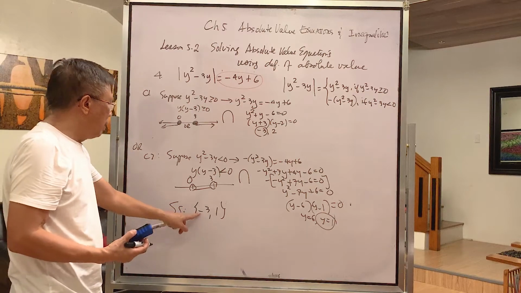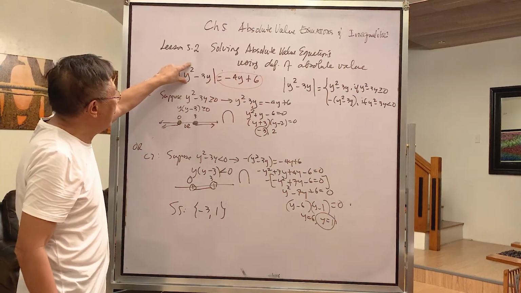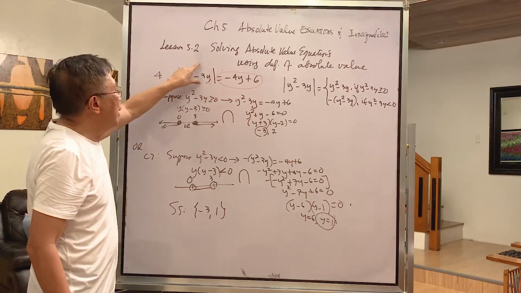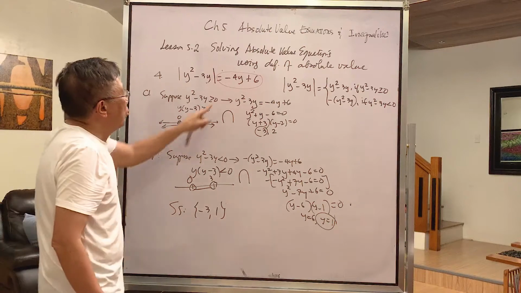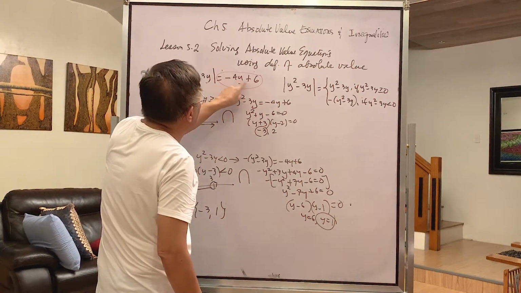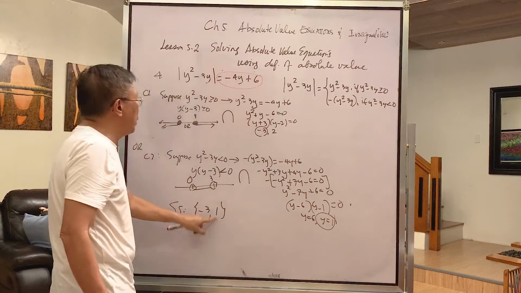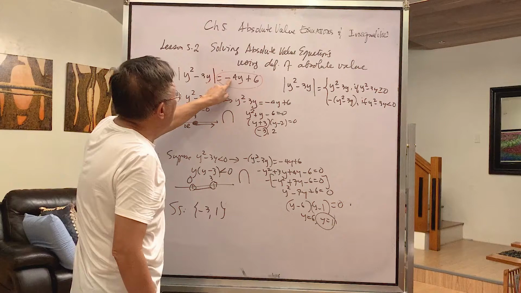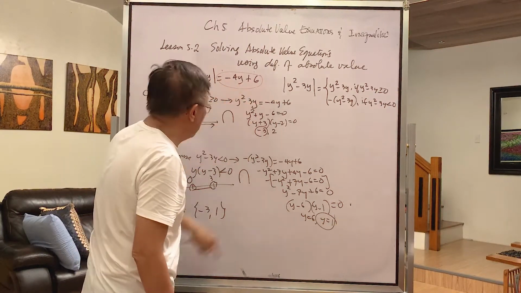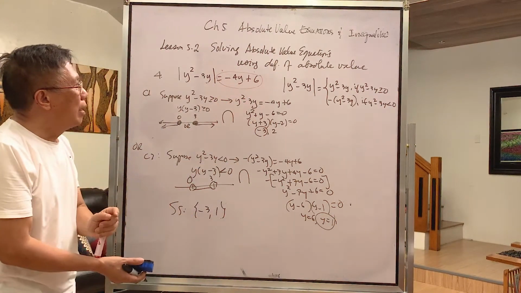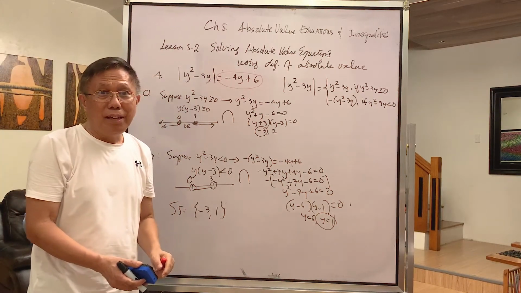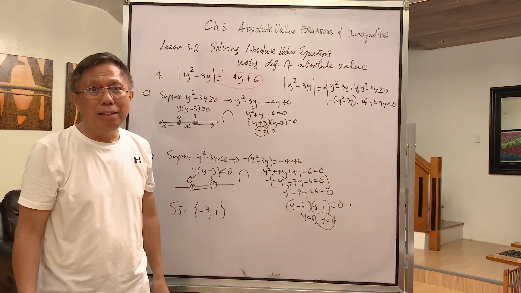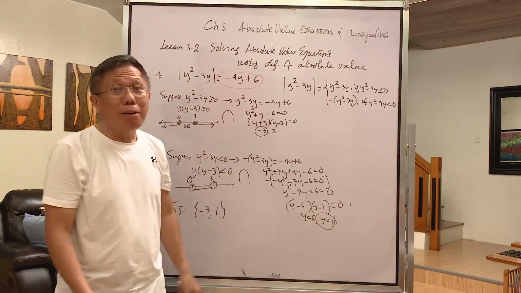You can check it. If y is negative 3, this is positive 9. Negative 9 and negative 3 is negative 12, so the absolute value is 18. Then minus 4 times negative 3 is 12, plus 6 is also 18. So that's correct. What about 1? 1 minus 3 is negative 2. The absolute value is 2. Minus 4 times 1 is minus 4, plus 6 is also 2. So both of these are solutions. There you go. We have solved absolute value equations using the definition of absolute value.